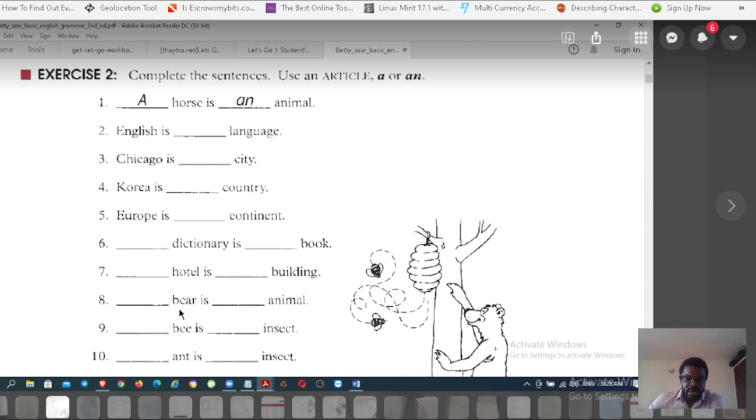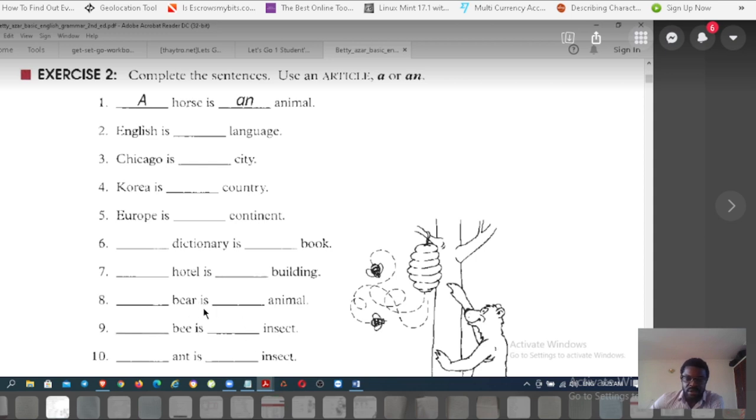Number 8, a bear is an animal. We use an because A is a vowel: A, E, I, O, U. Here again, number 9, a bee is an insect. See a bee here. This bee, we call it what? An insect. This one is a bear. A bear is an animal, but a bee is what? An insect. An insect starts with what? I. So that is why we use an insect.